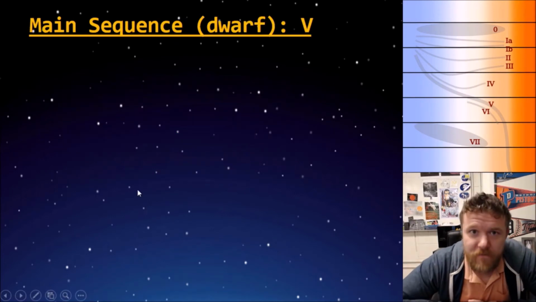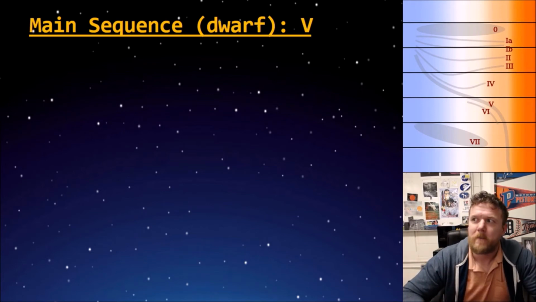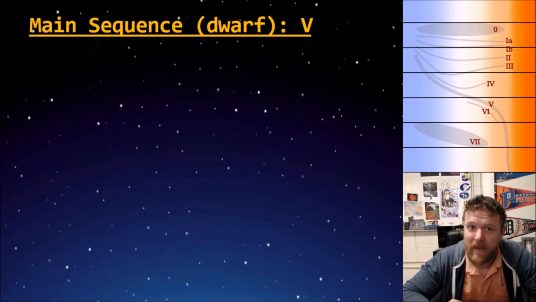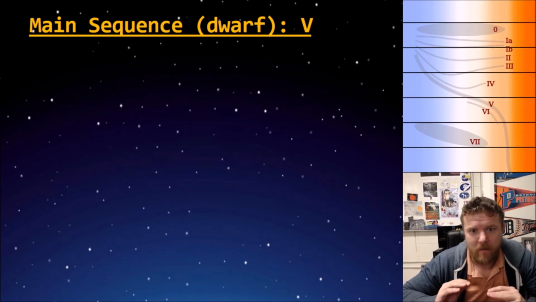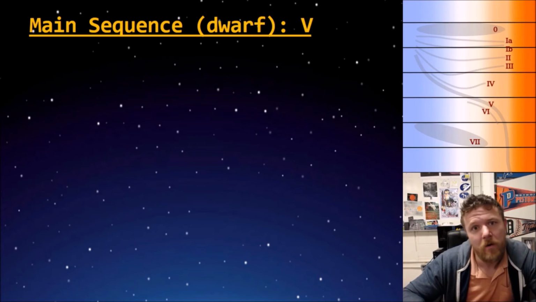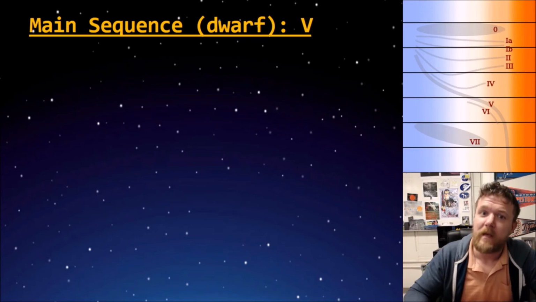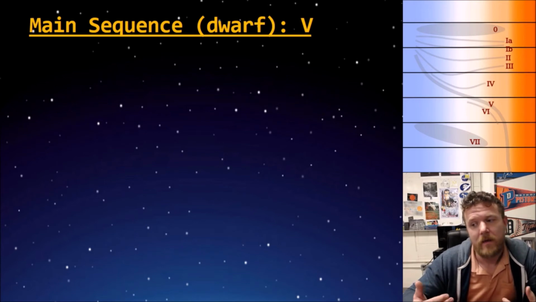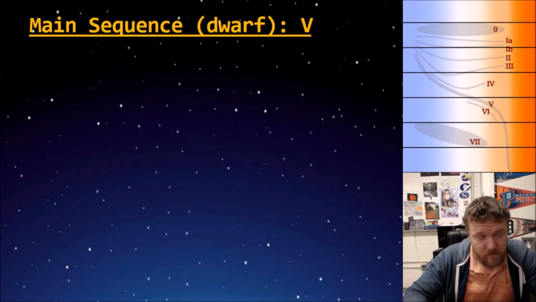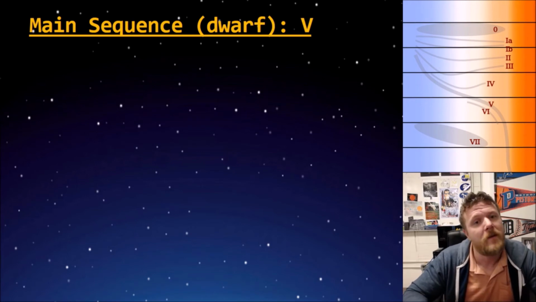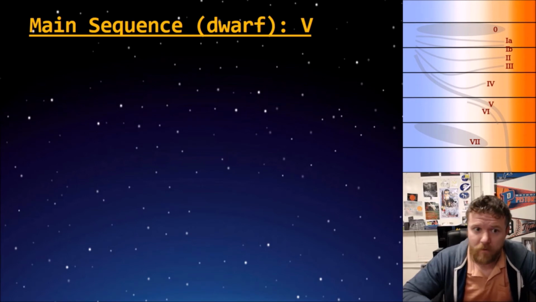Now we're to the dwarf stars, and you might think, wait a minute, our sun's not small. That's just the naming system that they have. If you are a main sequence star, you are considered a dwarf star. So our sun is what's known as a yellow dwarf. Why? It's classified as a yellow star, and it is a main sequence star, so it's a yellow dwarf. If you're on the main sequence and you're blue, you're a blue dwarf. If you're on the main sequence and you're red, you're a red dwarf.